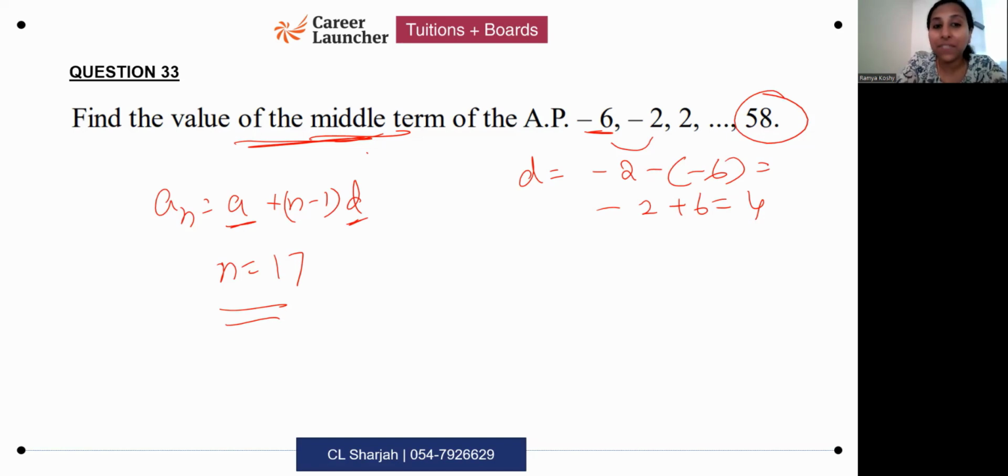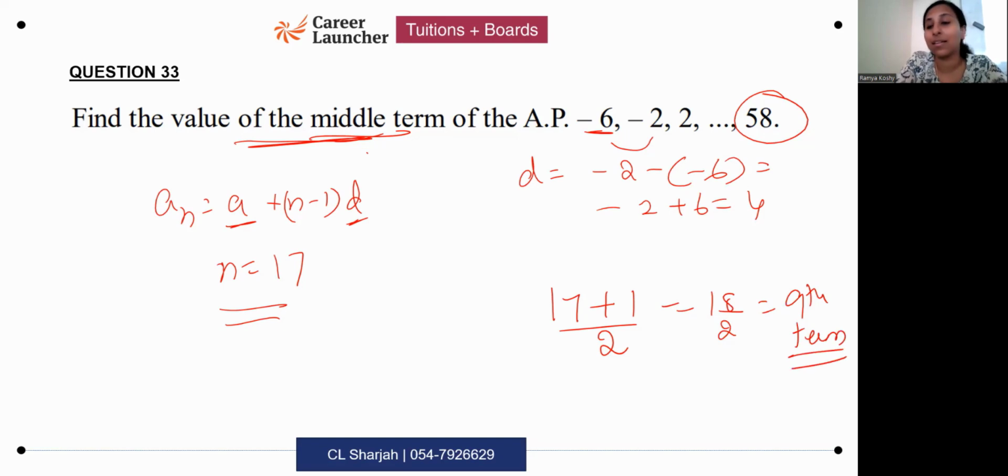(17 plus 1) by 2. Good. The position of the middle term would be the (17 plus 1) by 2th term, which is 18 by 2, 9th term. The 9th term will be the middle term. So after you have done all these steps, your final step would be to find out a9, which you know how to do already, right?